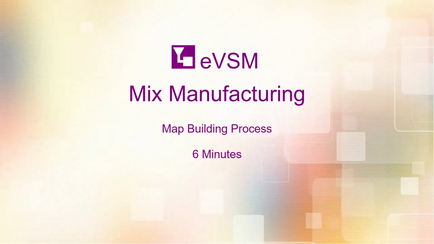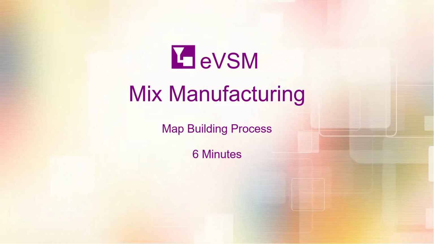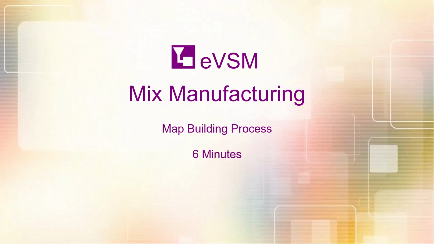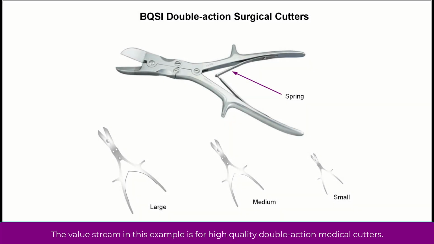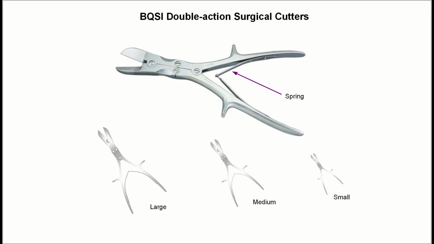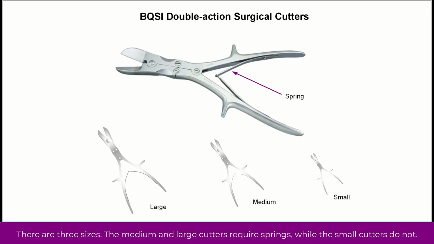This video demonstrates how to build a value stream model from scratch using the eVSM Mix software. The value stream in this example is for high-quality double-action medical cutters. There are three sizes. The medium and large cutters require springs, while the small cutters do not.